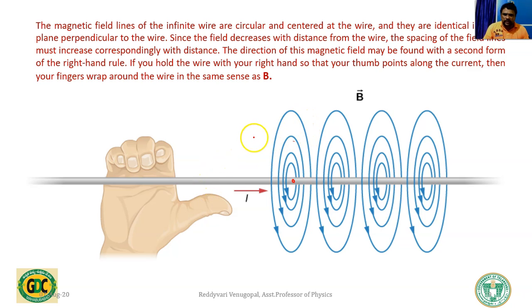So now let us try to find out the direction of the magnetic field lines. For finding this, we have to hold our current carrying conductor like this. If this is the direction of the current in the wire, then our fingers wrap around this conductor. These fingers tell the direction of the magnetic field lines.